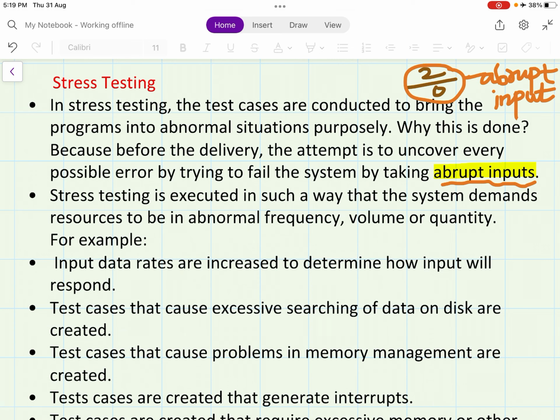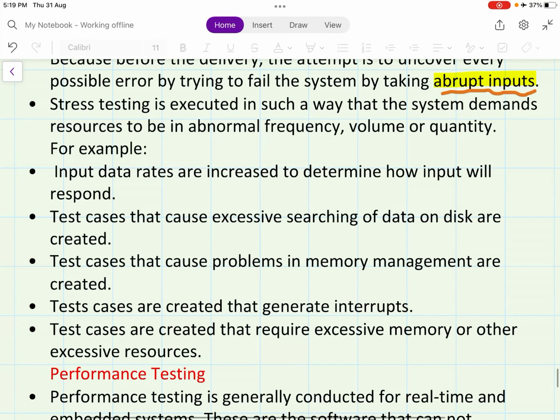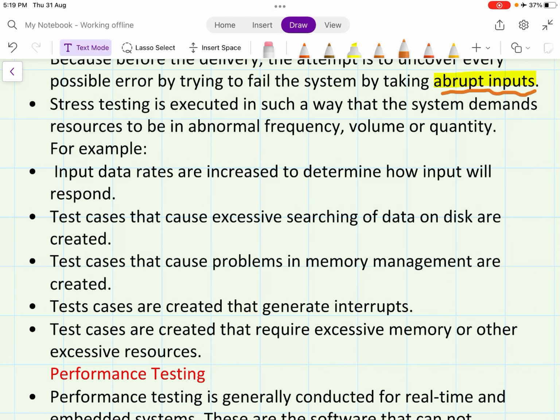Stress testing is executed in such a way that the system demands resources in abnormal frequencies, volume or quantity. For example, input data rates are increased to determine how input will respond. Test cases that cause excessive searching of data on disk are created. Test cases that cause problems in memory management are created. So there are certain test cases where the memory will not be managed. Those kind of test cases will be created.